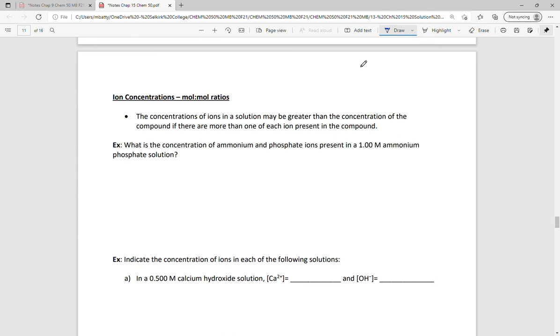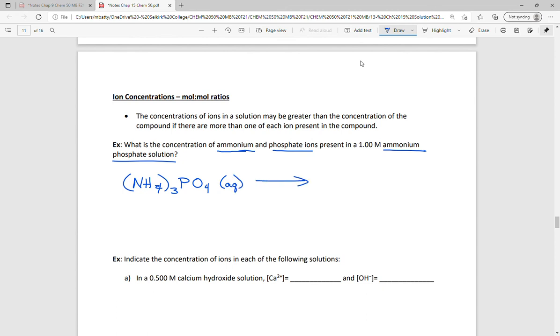One last concept here. If we were to talk about something dissociating, there is another mole to mole ratio that affects the concentration. So we're just going to give 1 page of notes here. If I were to talk about ammonium phosphate solution, it's going to dissociate into ammonium ions and phosphate ions. I'm going to start by coming up with the chemical composition. NH4 and PO4. So the phosphate is a -3, ammonium is a +1. That would be the formula for ammonium phosphate.